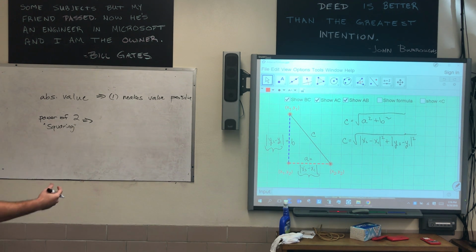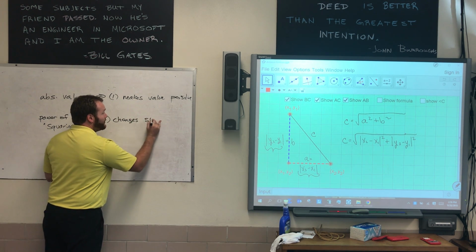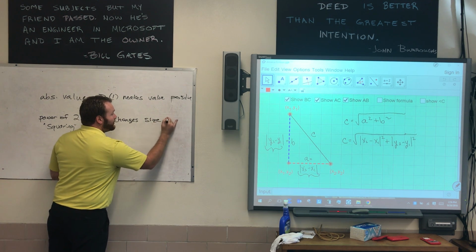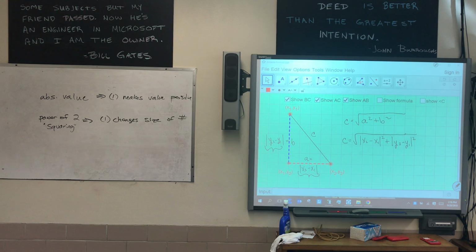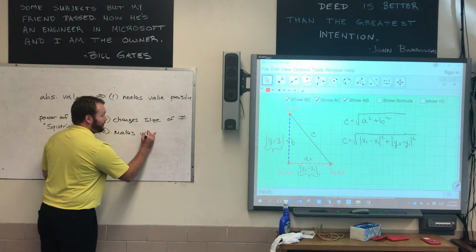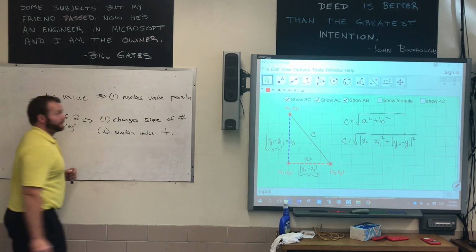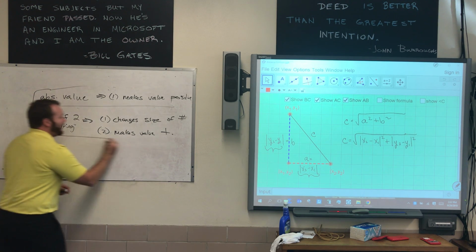So let's talk about the things that squaring does. It changes the value, or changes the size, of a number. But what else does it do? It guarantees the number that I get. It guarantees my product to be what kind of number? Guaranteed to be positive. So there are 2 things here it does. Okay? So this is the absolute value, and this is the power of 2.